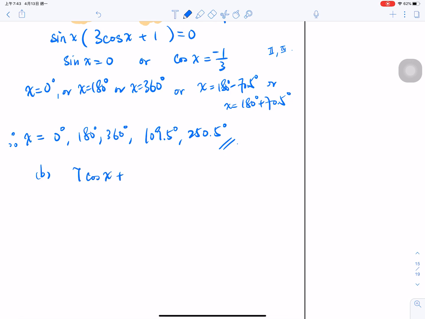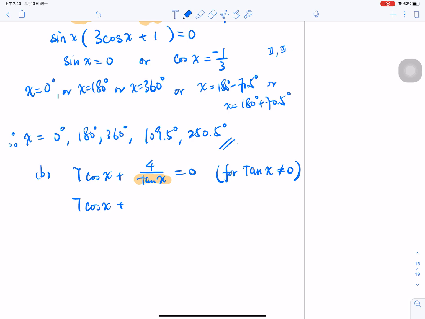Part B. 7 cosine x plus 4 over tangent x equals 0. Here again, we have a fraction with tangent x as denominator. So remember, we need to remind ourselves tangent x not equal to 0 when we find the unknown x. After substituting, tangent x cannot be 0 because tangent x is in the denominator. Okay, goes on.